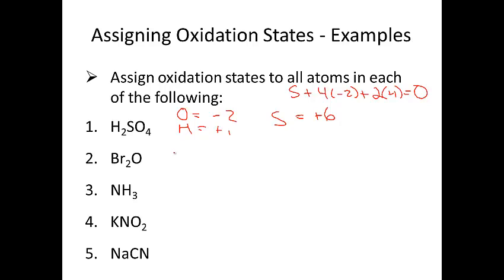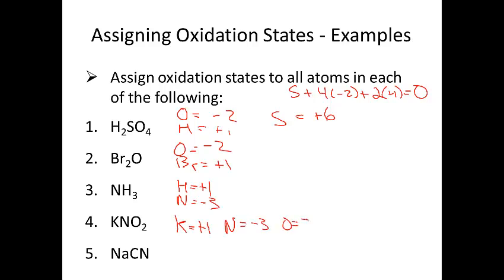So then O is -2. Br has to equal +1. H equals +1. N equals -3. K equals +1. N equals -3. O equals +3. Na equals +1. How about C and N in this case?